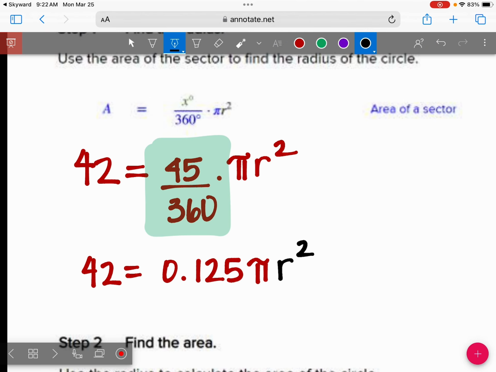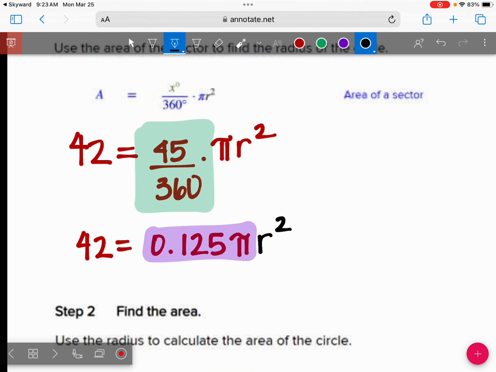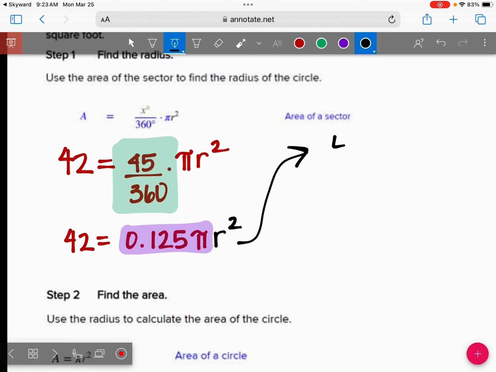So now we need to get rid of this number. So this number right here. So all of these numbers are being multiplied. So the easiest way to do that would just be to divide. So I want you to divide. I want you to type in your calculator. I'm going to come over here because I wrote kind of big. I want you to divide in your calculator 42, and I want you to divide that by 0.125 pi.